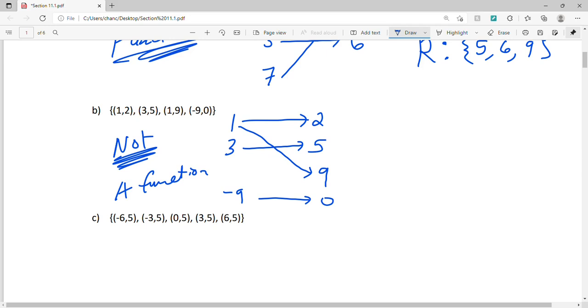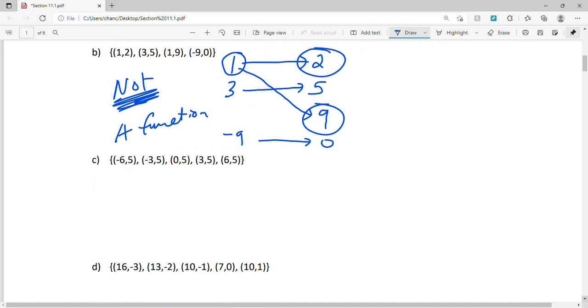Why is this not a function? This is a situation where the number 1 has two outputs. It has an output of 2 and an output of 9, so this is not a function. This is a scenario where you enter $1 into the vending machine and you get two different outputs, and that cannot happen. This is not a function.